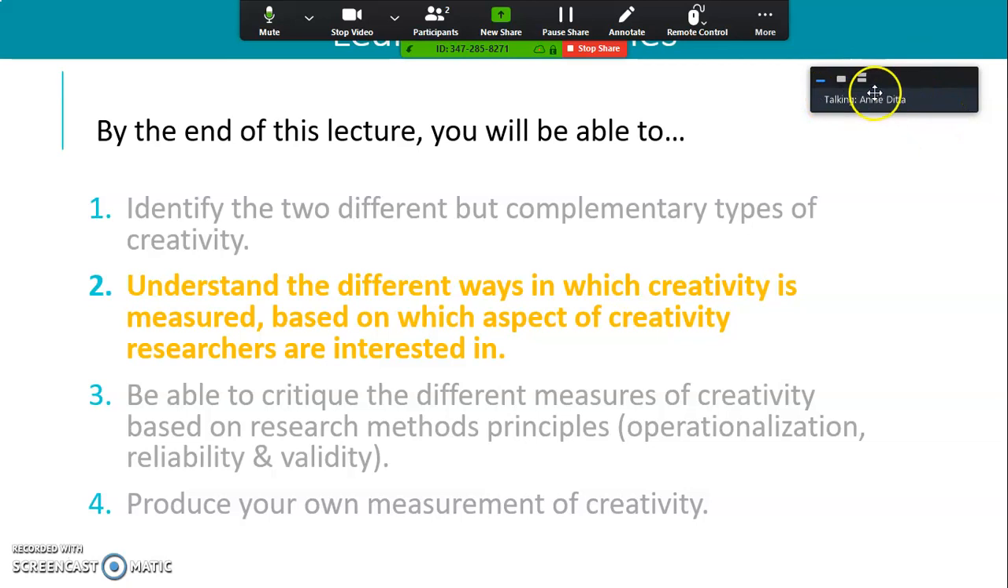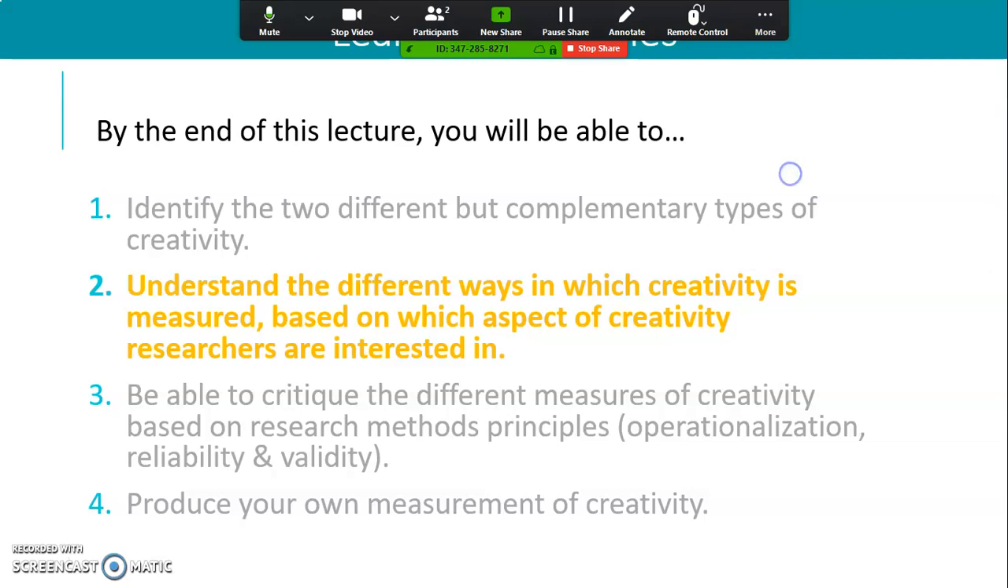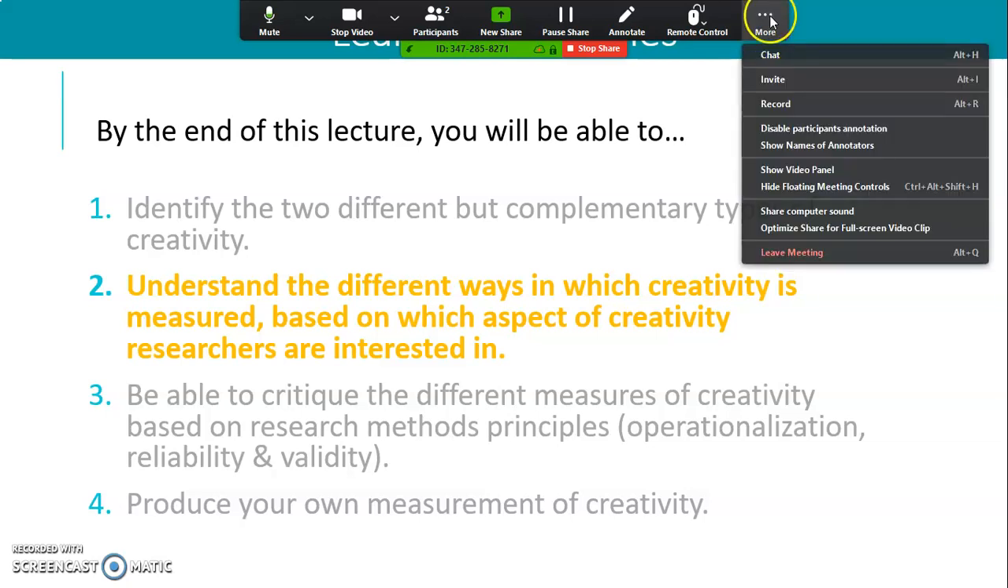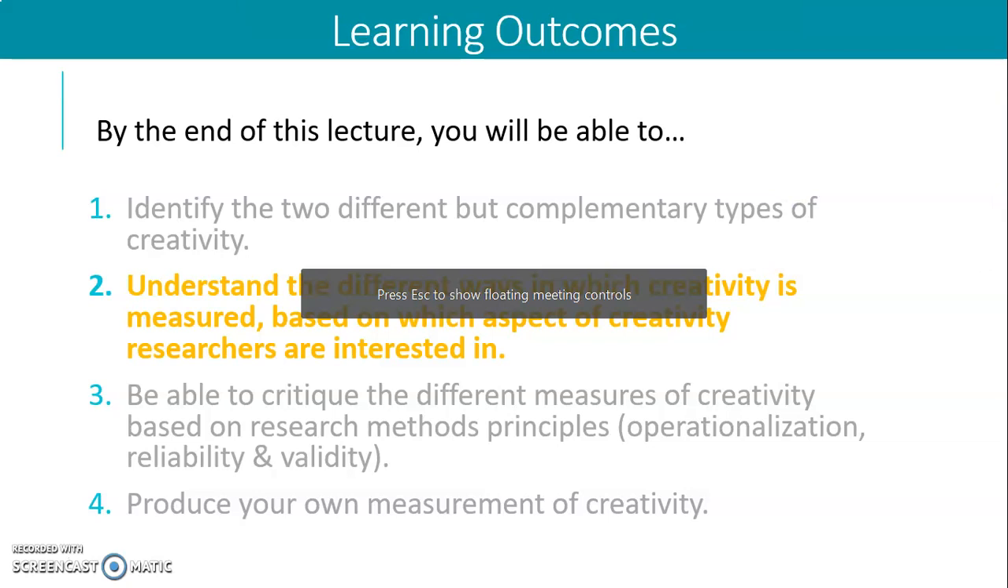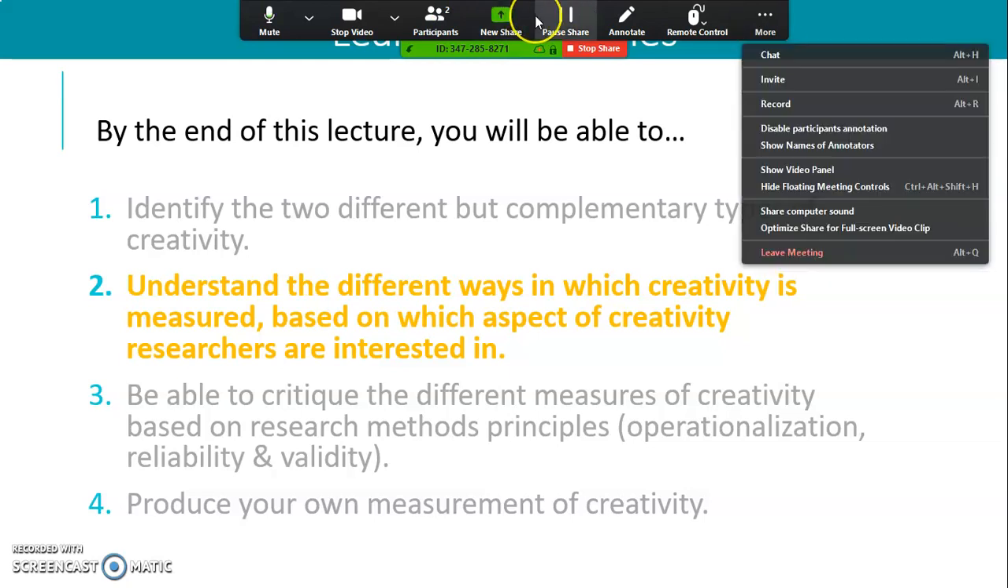If I don't want this to show up at all, I don't even like this little bar here, I can go into this three-button option up here and go down to hide video panel. So now it's completely gone. And then if I want to even hide these controls at the top so I only see my slides, I can go to hide floating meeting controls. So I can hide that. And just like it says on the screen now, if I need those to come back for any reason, I can just quickly hit escape on my computer and they pop back up.